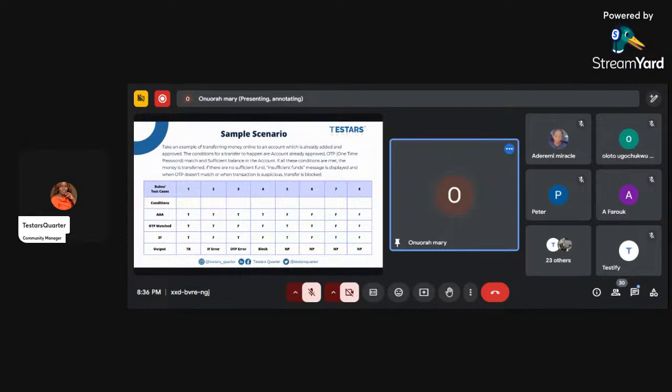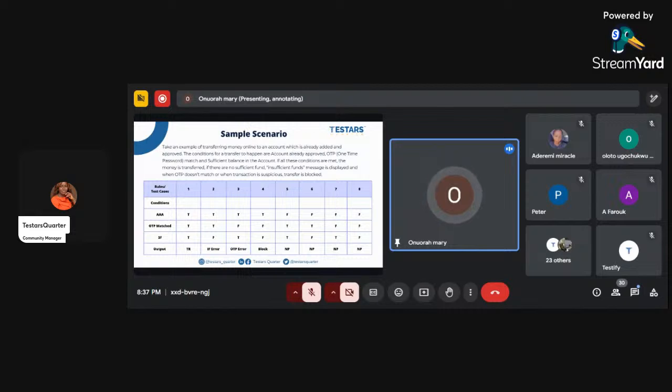I have a scenario, an example of transferring money online to an account which is already added and approved. The conditions for a transfer to happen are: account already approved, OTP match, and sufficient balance in the account. If all these conditions are met, the money is transferred. If there are not sufficient funds, then an insufficient funds error message is returned. When the OTP doesn't match, then there's an error. Or when the transaction is suspicious, then the transfer is blocked.